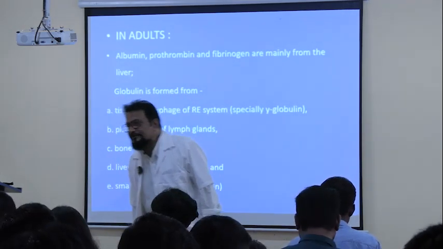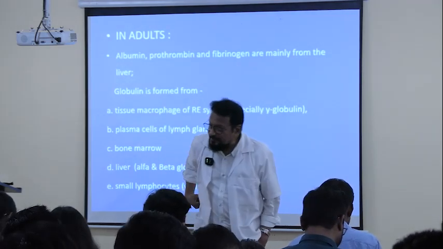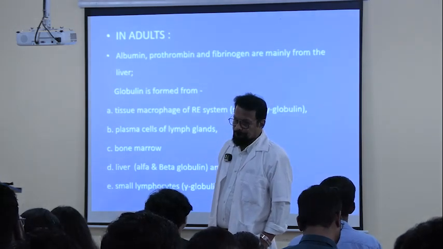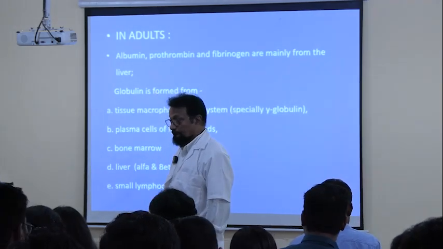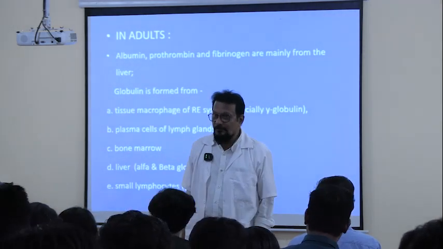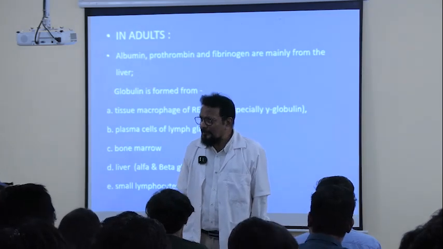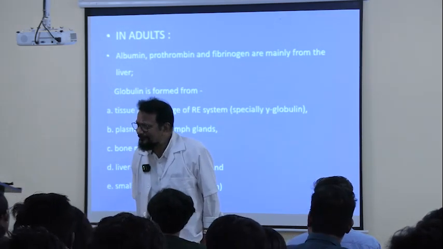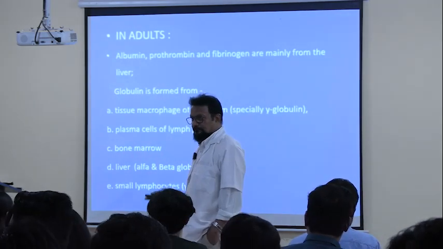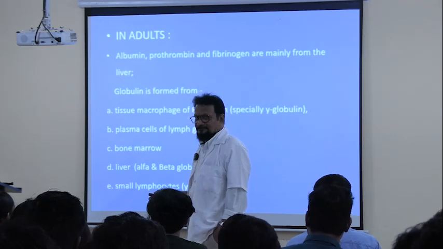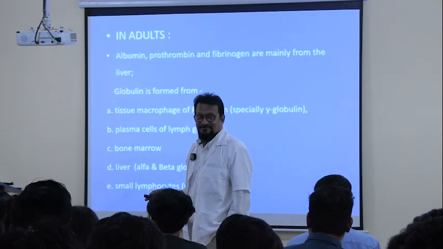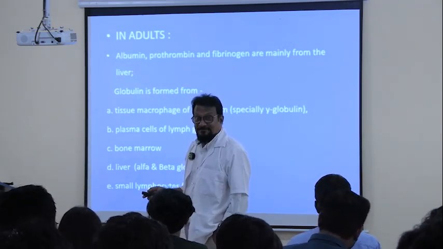Some globulins are produced in the liver, some in the spleen. How many spleens do we have? One pair? One. Are you sure? Yes, you are correct. It is one. Which side?